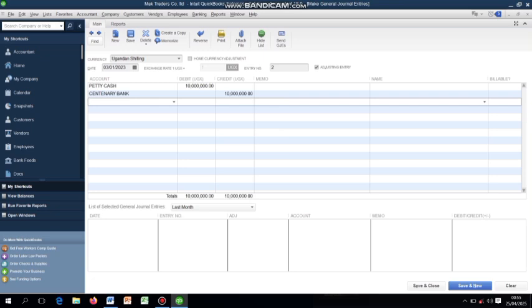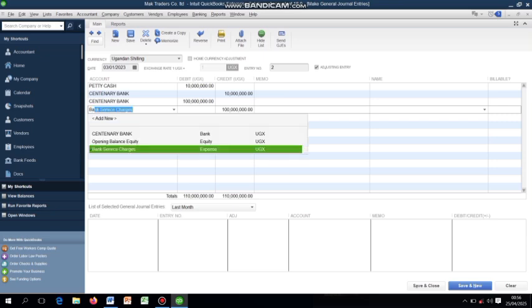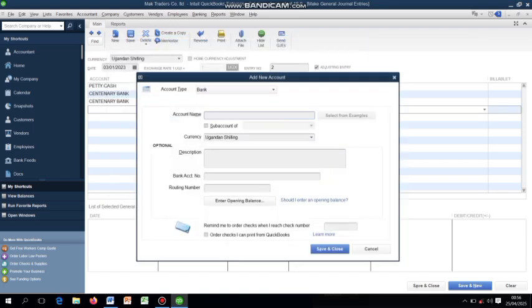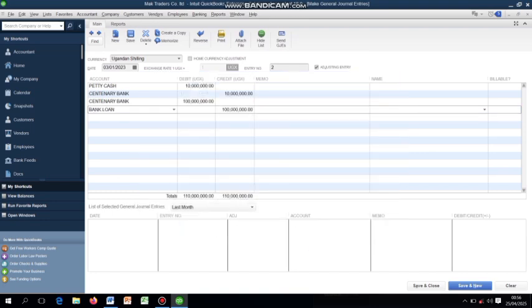Still on 3rd, he obtained a 5-year bank loan worth 100 million at 14% per annum. So here I will debit Centenary Bank with 100 million. Yes. Then I will credit the bank loan, but I'm not having it here, so I'll add a new account, which is bank. Then I continue. I name it bank loan. So I'll save and close.